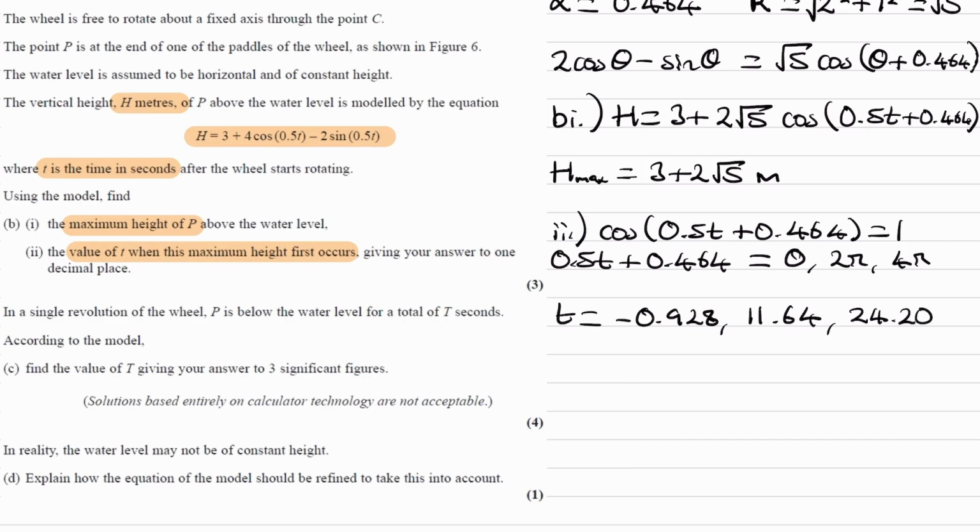and 24.20. Time has to be positive. We're looking for the first time when this maximum height occurs. The first time when this occurs would therefore be 11.64. It can't be the first one because that's negative, so the first time would be 11.6 to 1 decimal place. We want it to 1 dp.